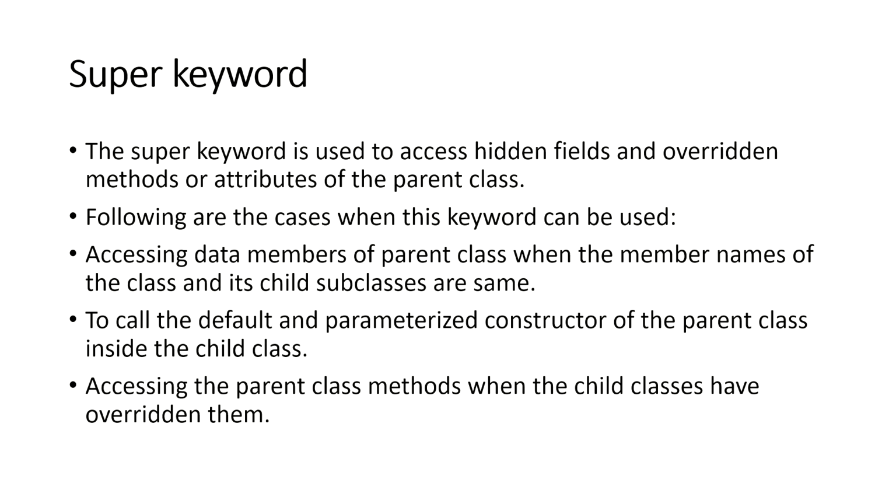So if you talk about the super keyword, what does it do, or why is it used? It is used to access the hidden fields and the overridden methods or attributes of the parent class. From the child class, if you want to access some overridden methods or attributes, you'll use the super keyword to specify that the method or attribute belongs to the parent class and not the child class. Super, as you can say, superior. So the super method we are referring to.